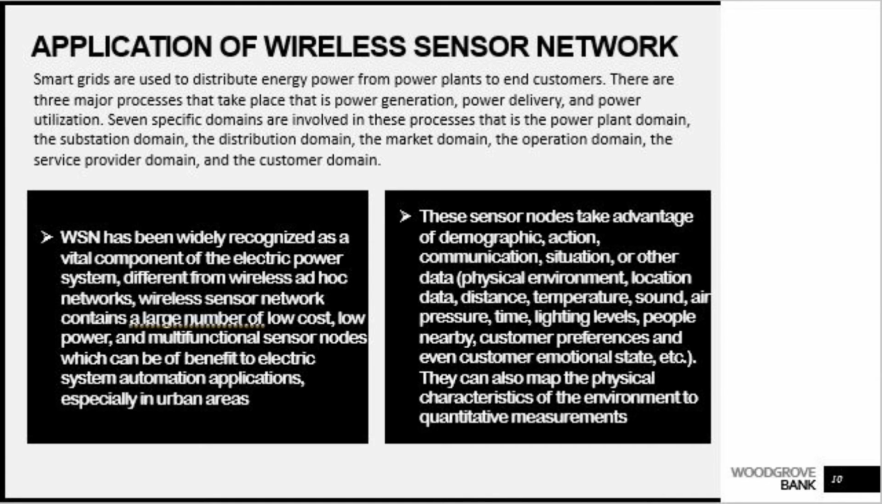Wireless sensor network has been widely recognized as a vital component of the electric power system, different from wireless ad hoc network. Wireless sensor network contains a large number of low cost, low power, and multifunctional sensor nodes which can be of benefit to electric system automation application, especially in urban areas. The sensor node takes advantage of demographic, action, communication, situation, or other data such as physical environment, location data, distance, temperature, sound, air pressure, time, lighting level, people nearby, customer preferences, and even customer emotional state. They also map the physical characteristics of the environment to quantitative measurement.